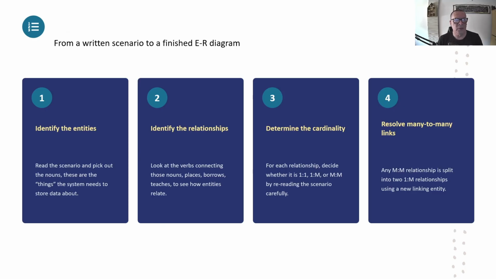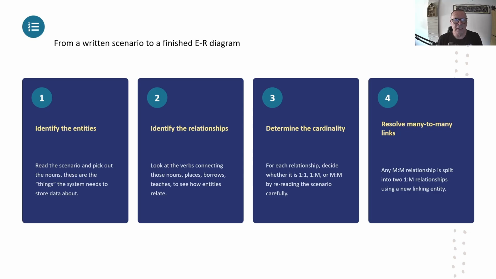Okay, so how do we create an entity relationship diagram? Step 1 would be to identify all the entities in the problem. So you read the scenario and you pick out the nouns. These are the things that the system wants to store data about. So you're just looking for the key nouns in the scenario. Then you're looking for relationships. So look at the verbs, the verbs that connect the nouns. For example, this borrows, they teach, they have, and so on. Those would be the things you're looking for next.